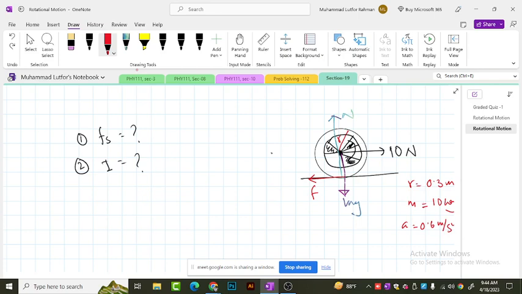That means four forces are acting on the wheel. One is the applied force, the 10 Newton force. The others are the weight, which is mg, the normal reaction force, and the frictional force. They are asking us to find this frictional force over here. This is not Fs. It should be only F.